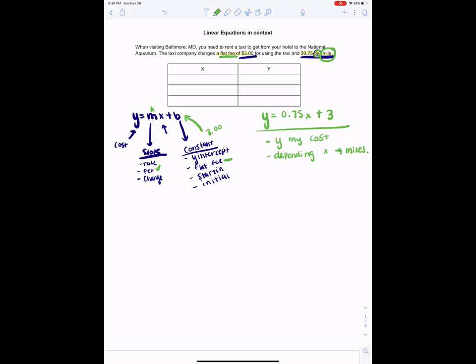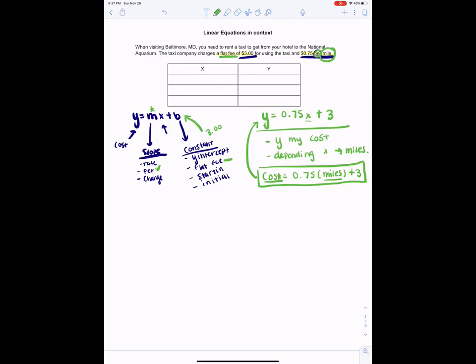So in this equation, I could have it as cost equals 0.75 times the number of miles plus 3. That's going to be my cost equation. And it looks similar to this. All we're doing is changing what each variable is. y signifies the cost, x signifies the number of miles. That's it.